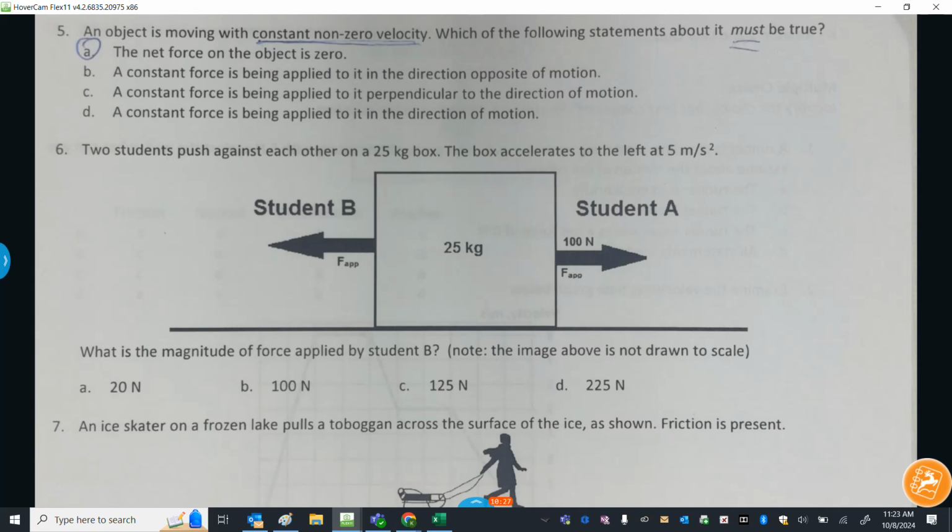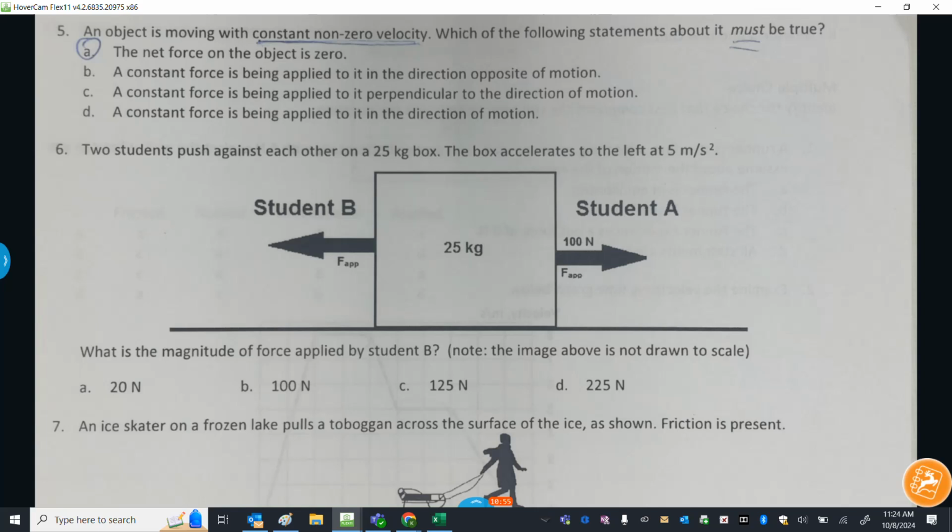C, a constant force is being applied to it perpendicular to the direction of motion. In all of our examples thus far, we've had a normal force from the surface, with things moving along the ground, but does that have to be true? No. If you have an object just moving at constant velocity in space, there's not a normal force acting on it.